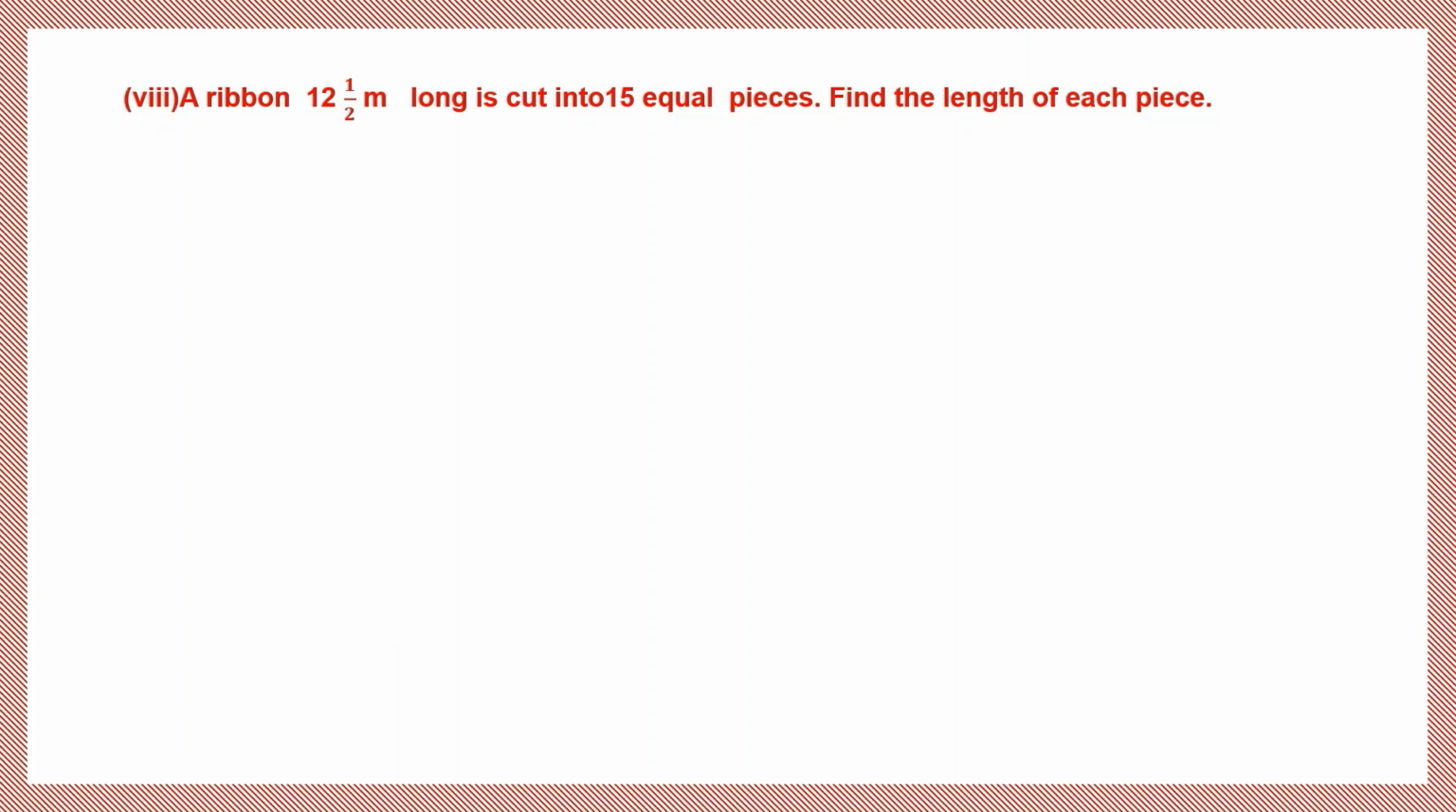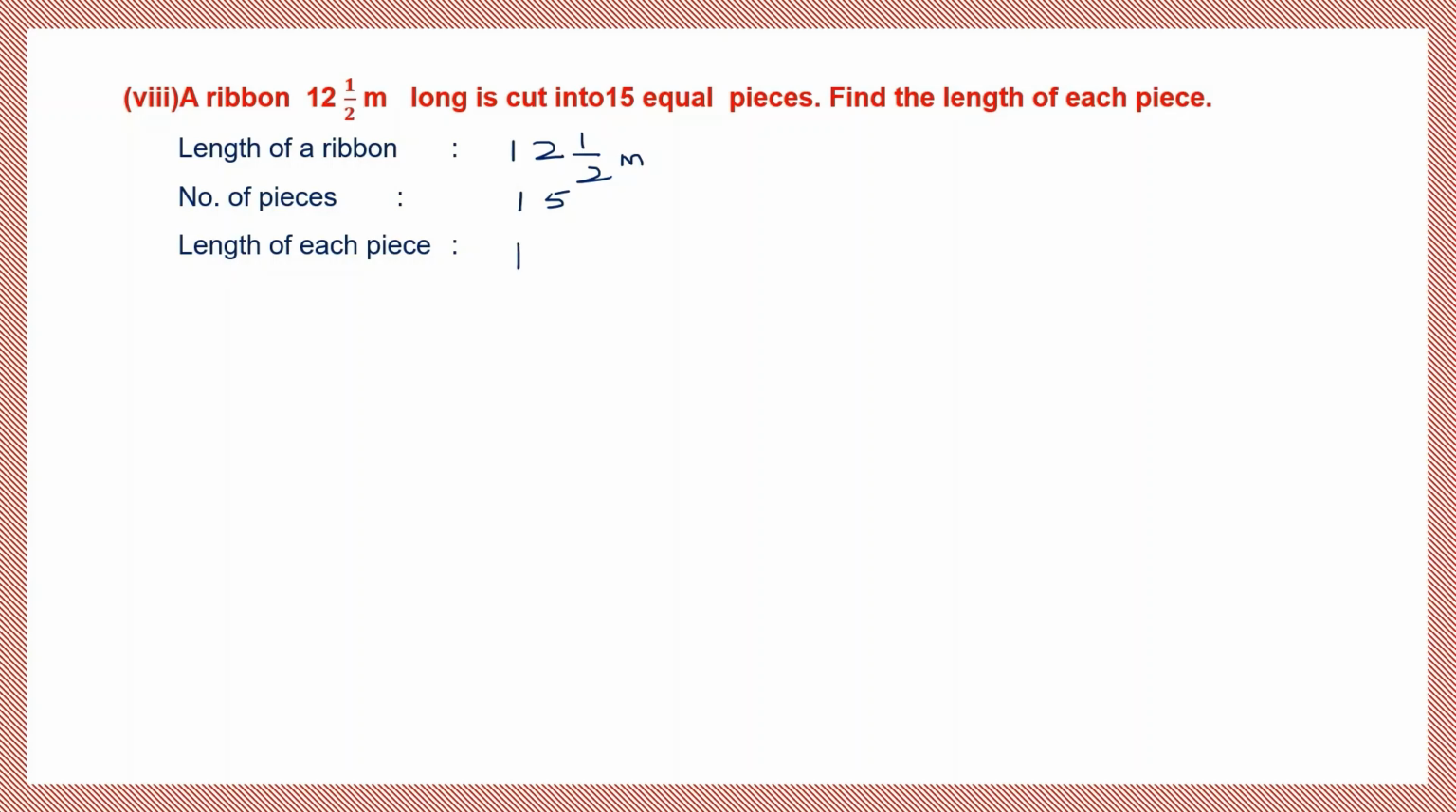Question 8. A ribbon that is 12 1 by 2 meters long is cut into 15 equal pieces. Find the length of each piece. So this is one ribbon and it is cut into 15 pieces. To find the length of each piece, we have to divide. So let's begin. Length of a ribbon is 12 1 by 2 meters. The number of pieces, we have 15 pieces. Find the length of each piece, we have to divide 12 1 by 2. We have to divide this by 15. So let's do that division.